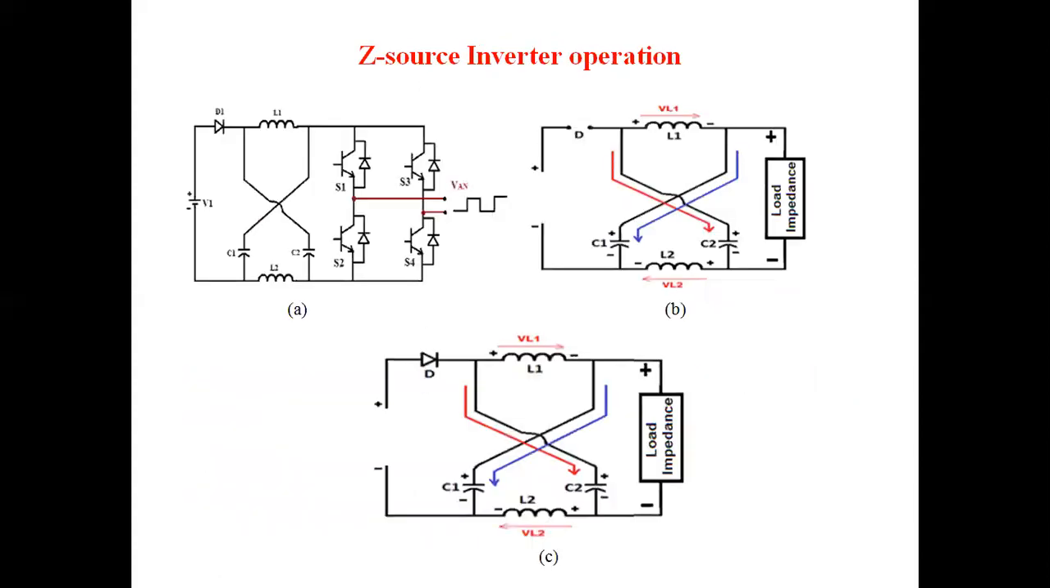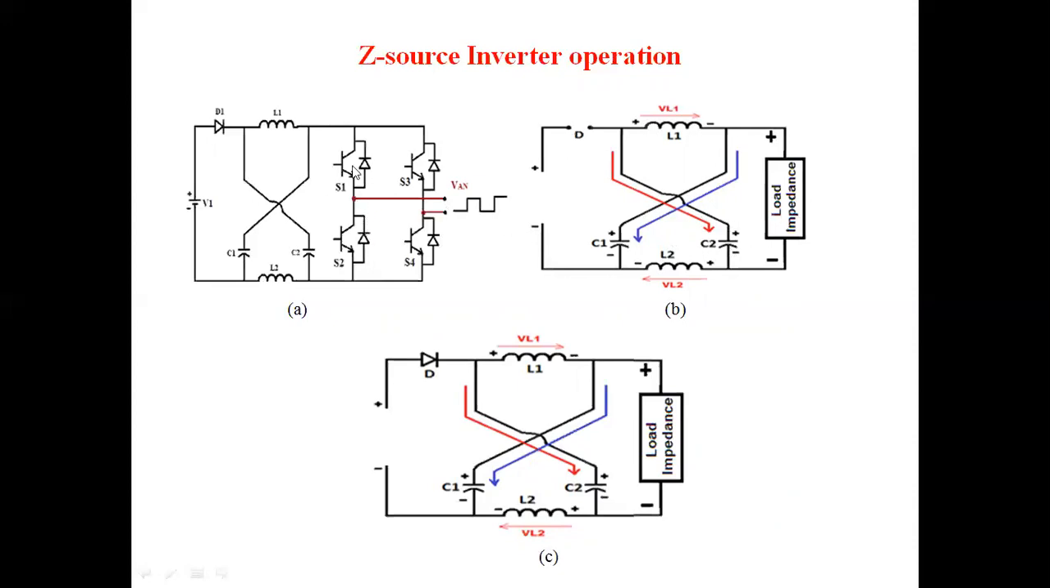Coming to the modes of operation of the inverter, we already know this Z-source network is placed between the DC supply and the inverter circuit. This is the normal basic Z-source network for a two-level inverter circuit. Here the first diagram, B1, explains the shoot-through mode of operation.